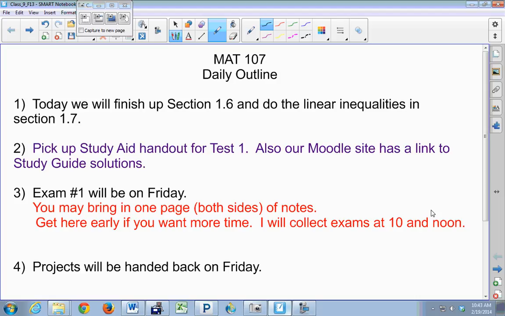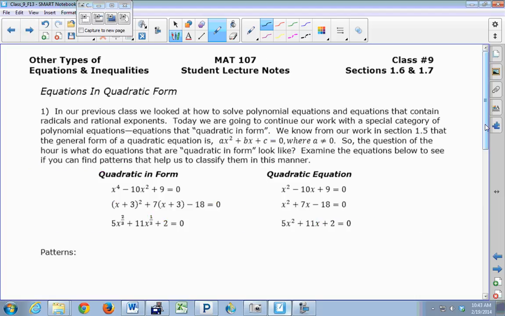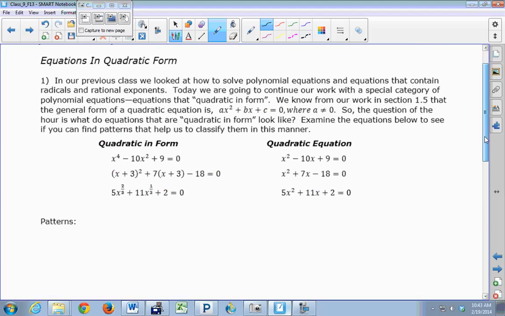So let's take a look at today's material. So let's start us off, Austin, with equations in quadratic form. Today we're going to continue our work with a special category of equations. It should say R right in there. I gotta fix that. R quadratic.